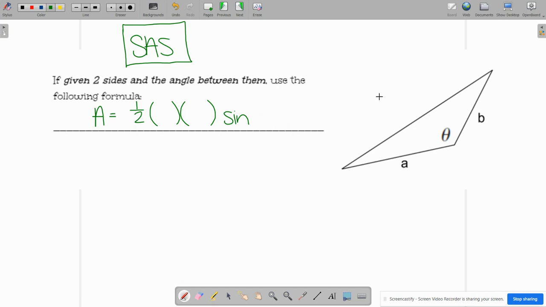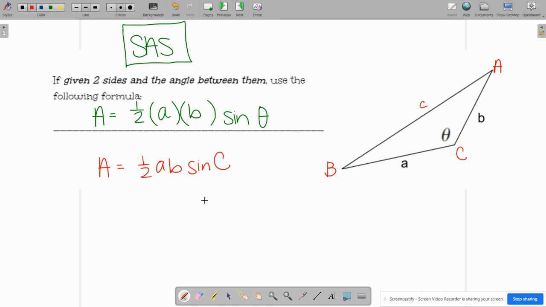So in this particular drawing, the two sides that are surrounding this angle are A and B, and it's the sine of the angle between them, so the sine of theta. Now, depending on if you're looking in a textbook, sometimes they're going to use A, B, and C, and so if this is side A, here's angle A. If this is side B, here's angle B, which means this is probably going to be angle C, and so this is side C.